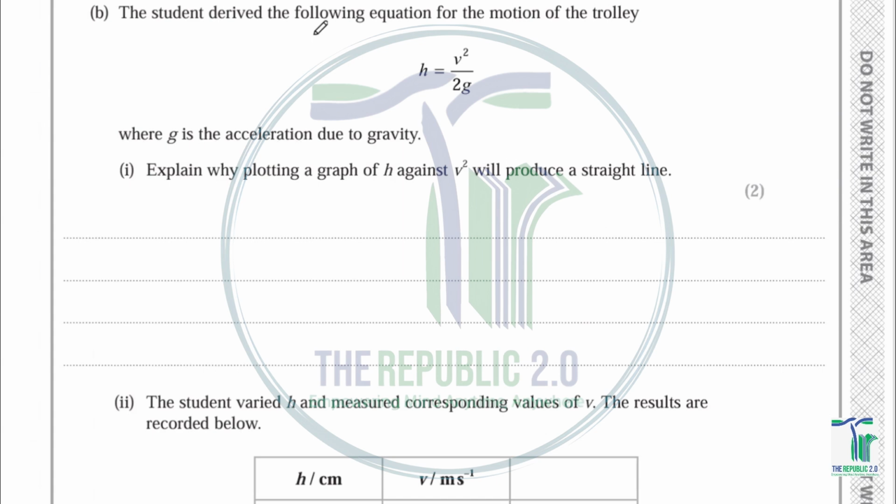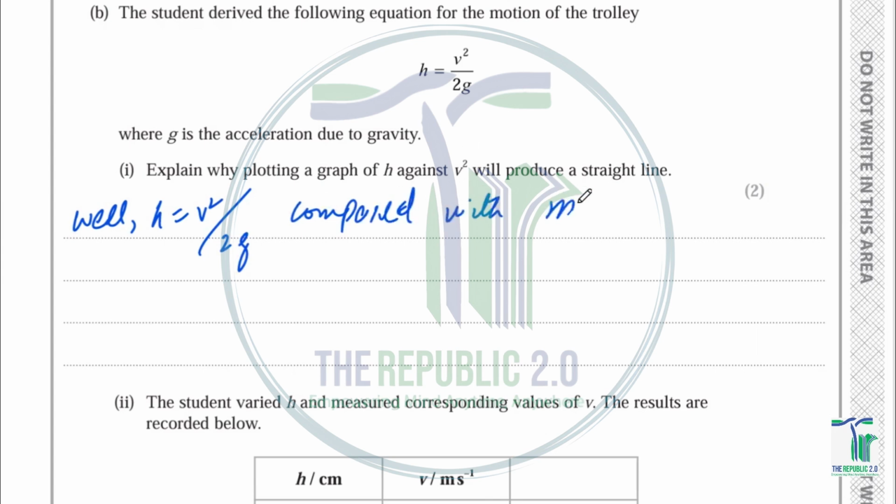Now the B part. The student derived the following equation for the motion of the trolley, where G is the acceleration due to gravity. Explain why plotting a graph of H against V square will produce a straight line. Well, if you compare this equation, H equals V square upon 2G, with the equation of the straight line, which is y equals mx plus c. We can also write it like this: H equals 1 upon 2G times V square plus 0.